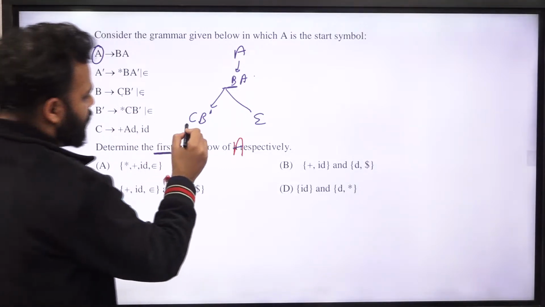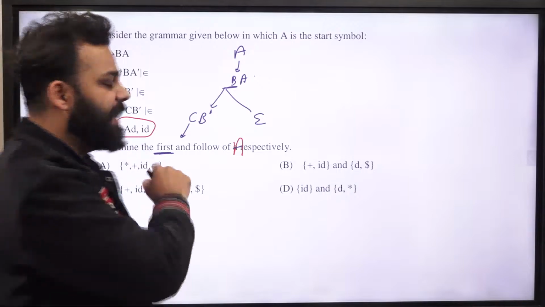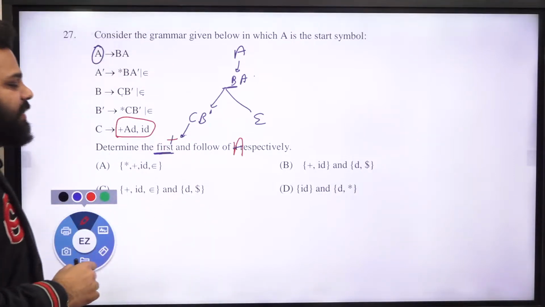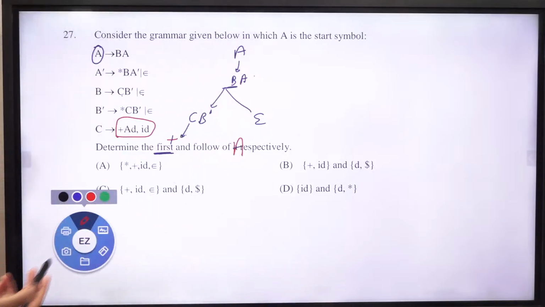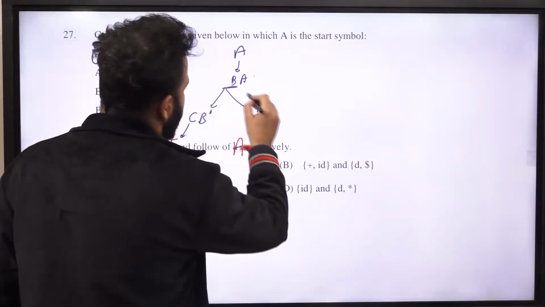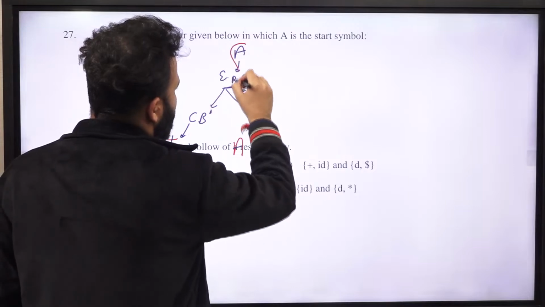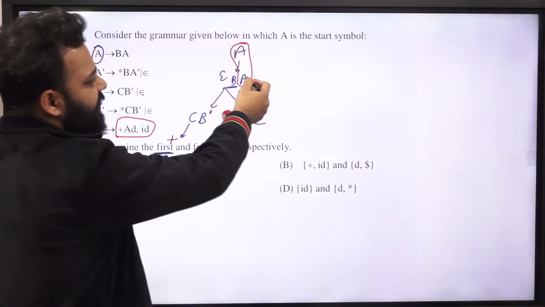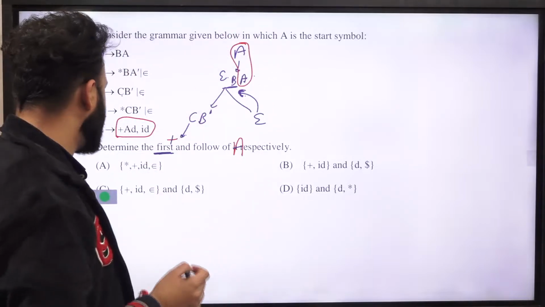Now if I go to first of C, it is having plus, AD, comma, ID. So only one terminal is there which is plus. So plus will be in our first. After that, when you put epsilon back here, so B will be put epsilon and there will be self loop here. So only plus will be our first. After that again, if you try to compute A, you will go into the self loop. So this is the first in our case.